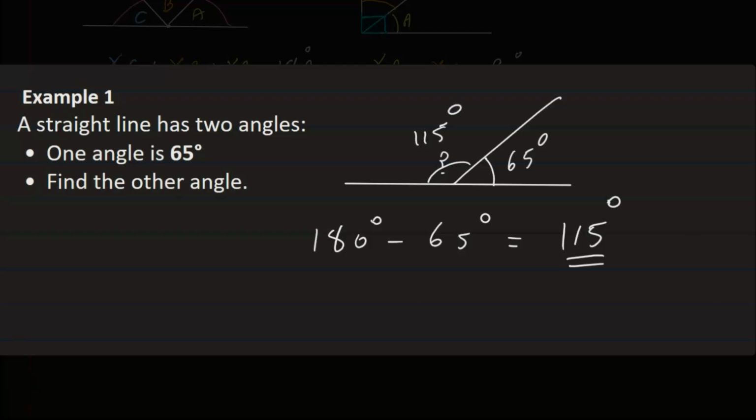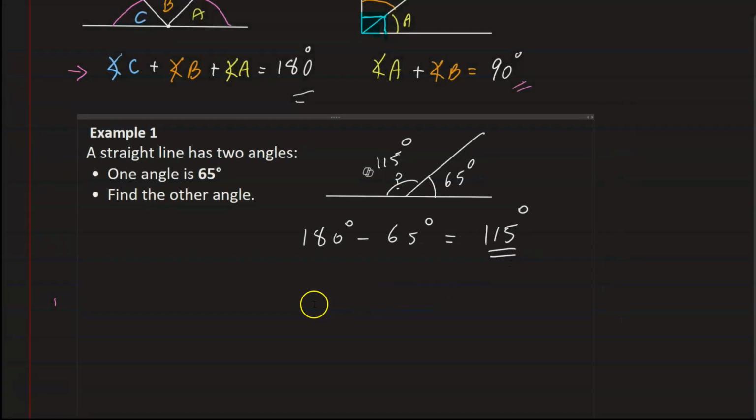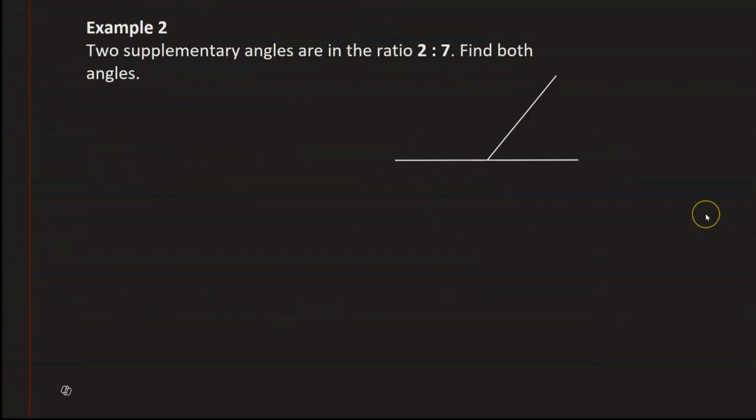Okay, simple as that. Supplementary, then it says a straight line. That's the clue, and you're going to use that to come up with the answer. All right, let's look at another question. So this question is a bit harder now. Two supplementary angles are in the ratio of 2 to 7, and we want to find both angles. Now, nothing else is given to you except this ratio.